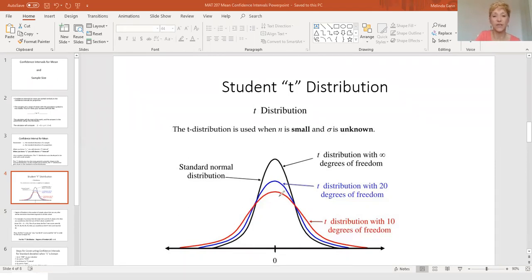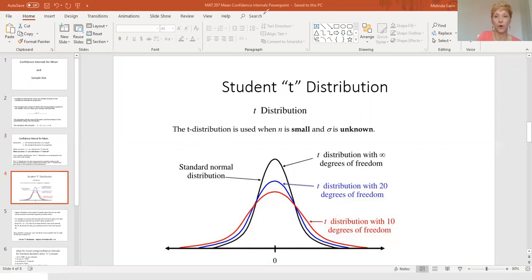But notice, as the sample size increases, this T distribution gets closer and closer to being a normal curve. We'll talk about degrees of freedom in a second, but if your sample size had 11 things in it, you'd have the red curve. If your sample size jumped up to 21 things, then you would have the blue curve. Now, if your sample size is more than 30, this T-curve is almost exactly like that normal curve. So that's a little bit of background information about this T distribution.